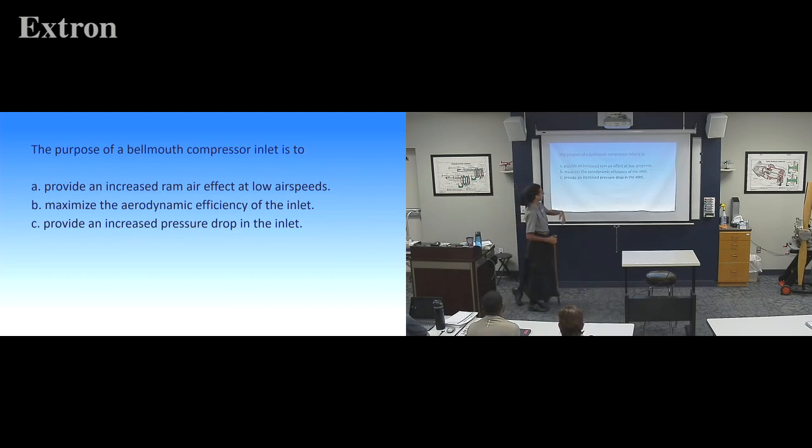So since it's stationary, to create a ram air effect, you have to be moving the whole thing faster to get ram air. But it does maximize aerodynamic efficiency to get more air in.